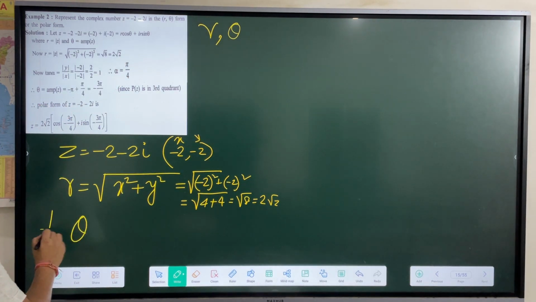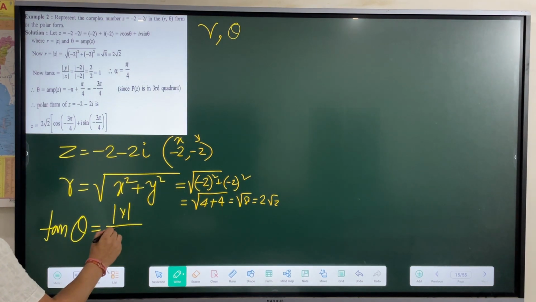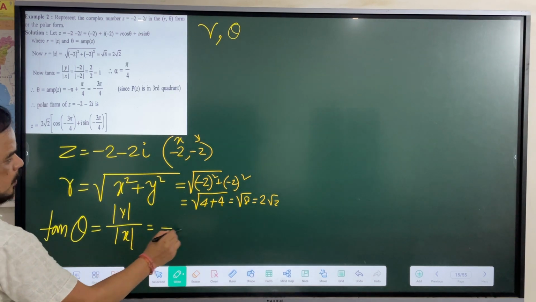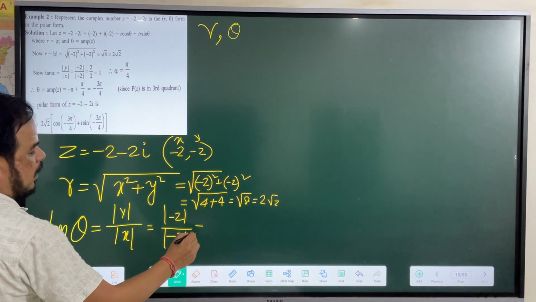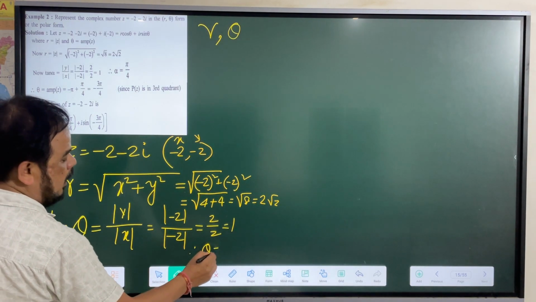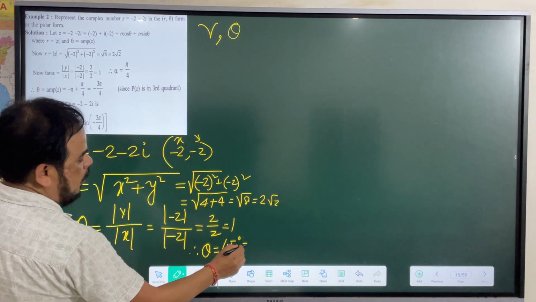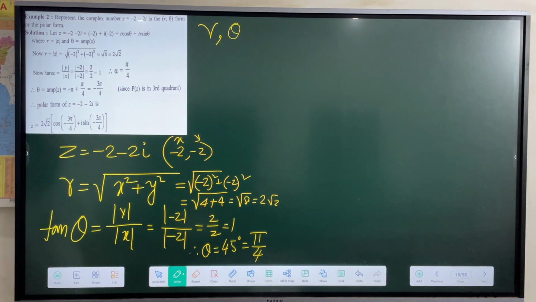For theta, what will we do? Tan theta is equal to mod of y by mod of x. Mod of y, mod of x, both are 2 only. So 2 by 2 equals 1. Therefore, theta equals 45 degree or pi by 4. Here what is it? Pi by 4 only. Now we have got the value of theta.